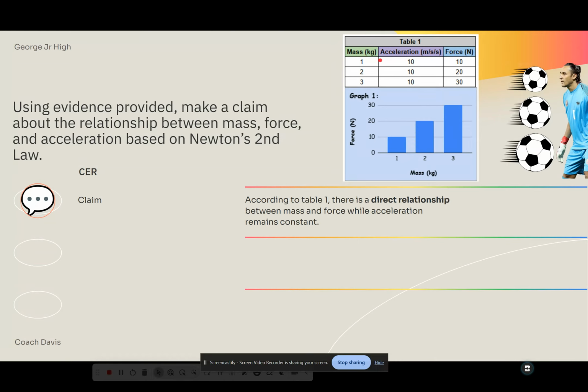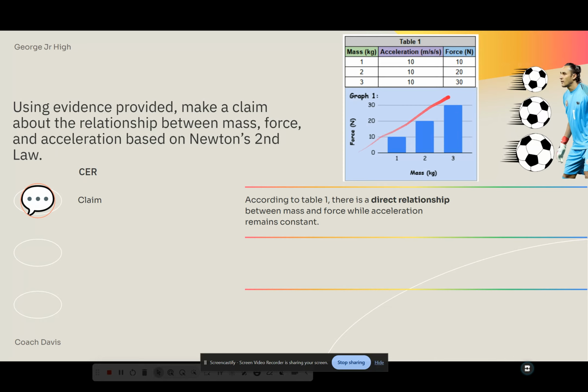So let's dive into the data. We have mass 1, mass 2, mass 3, which probably explains why the soccer balls are bigger. This is probably mass 1, mass 2, and mass 3. Acceleration, 10, 10, and 10, which shows why they're all traveling at the same speed or acceleration. And then force. Looks like our force is increasing, 10, 20, and 30. Okay, so there's more force when there's more mass. And in fact, we have a graph right here, graph 1, that shows as the mass is increasing, so is the force. It's also increasing.